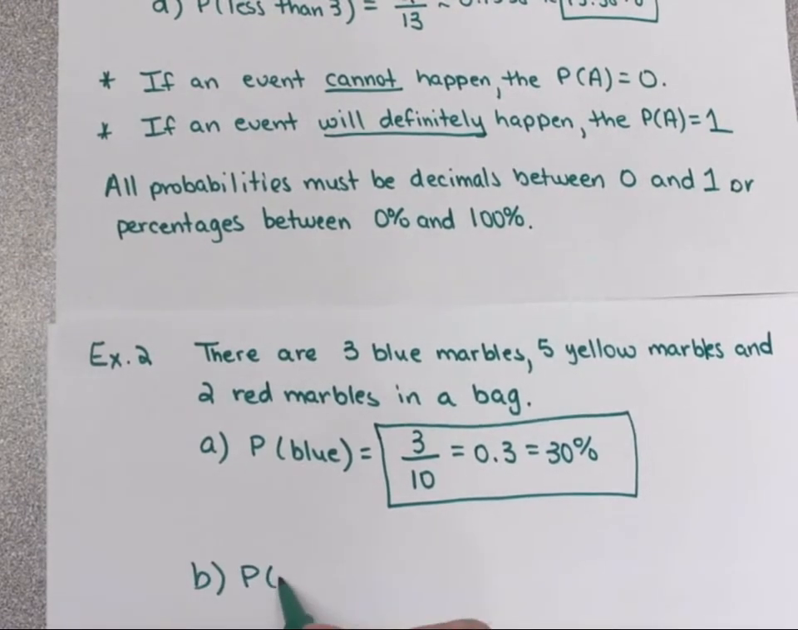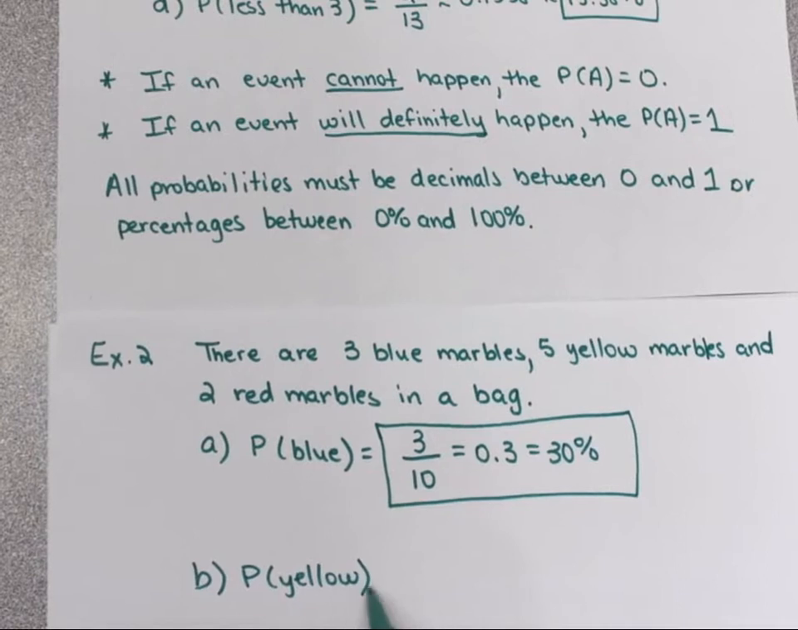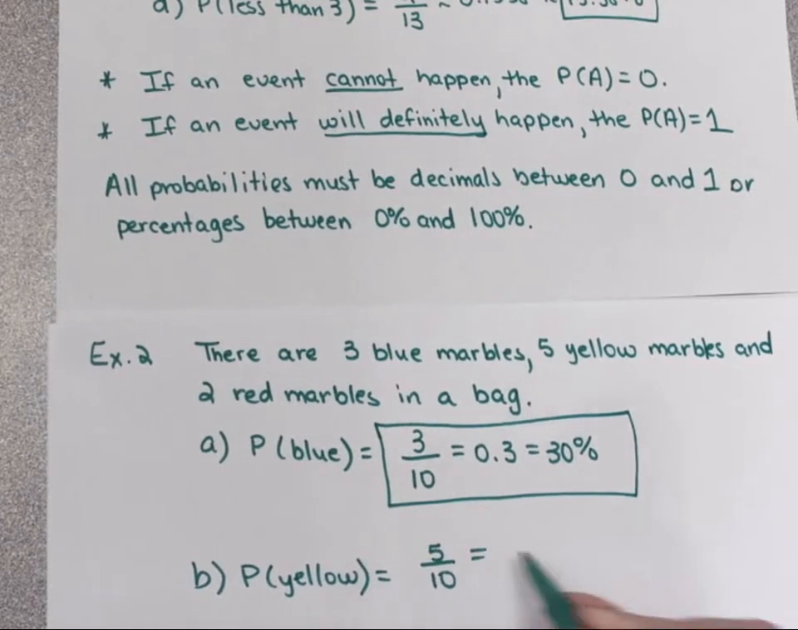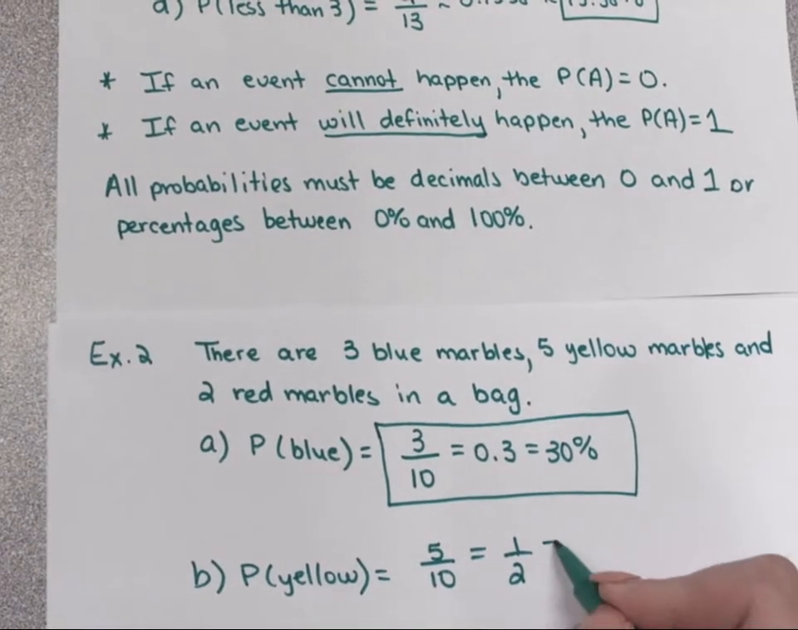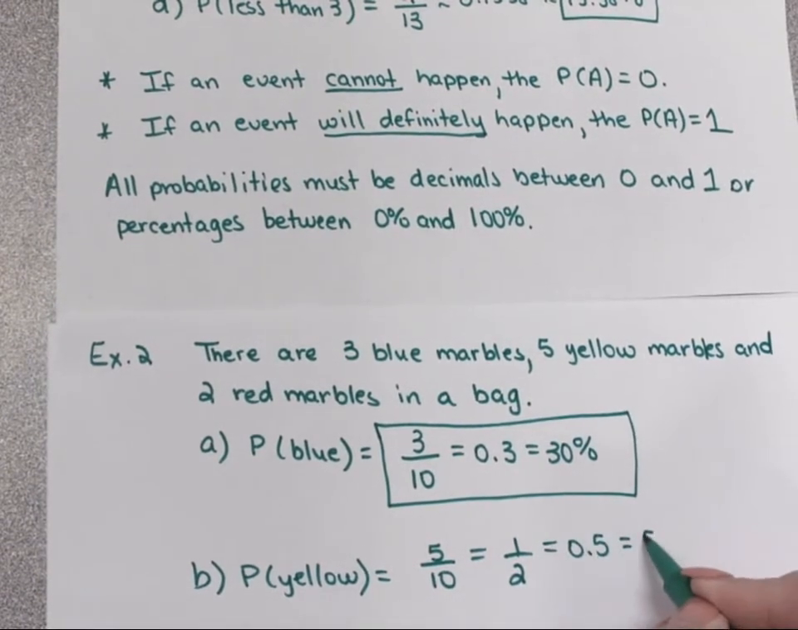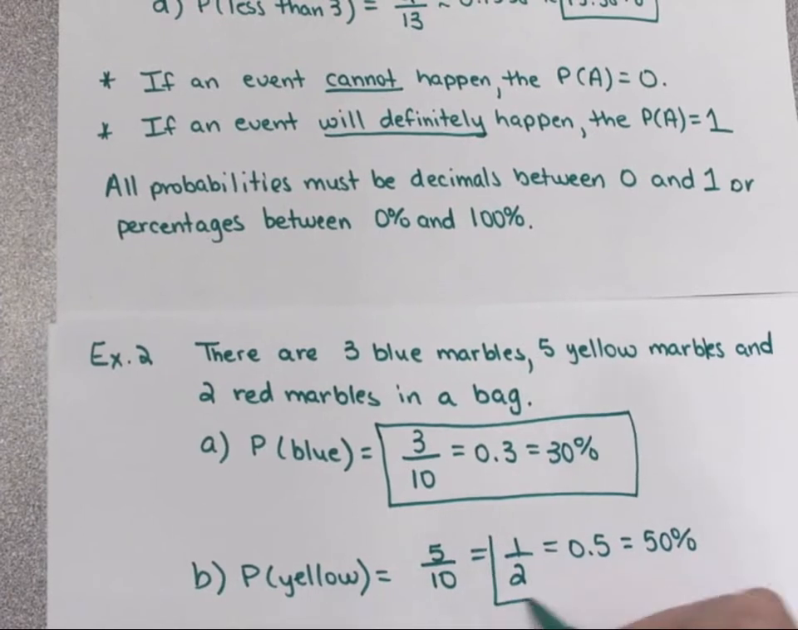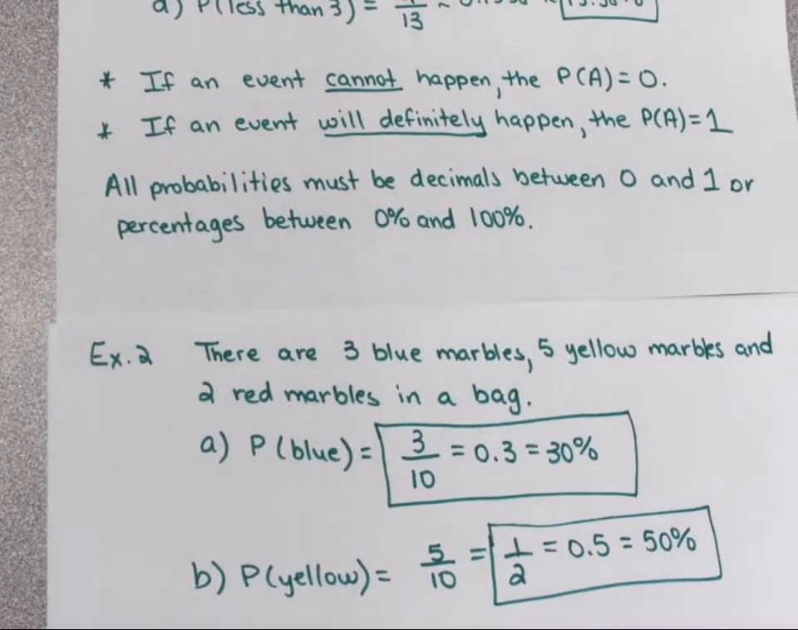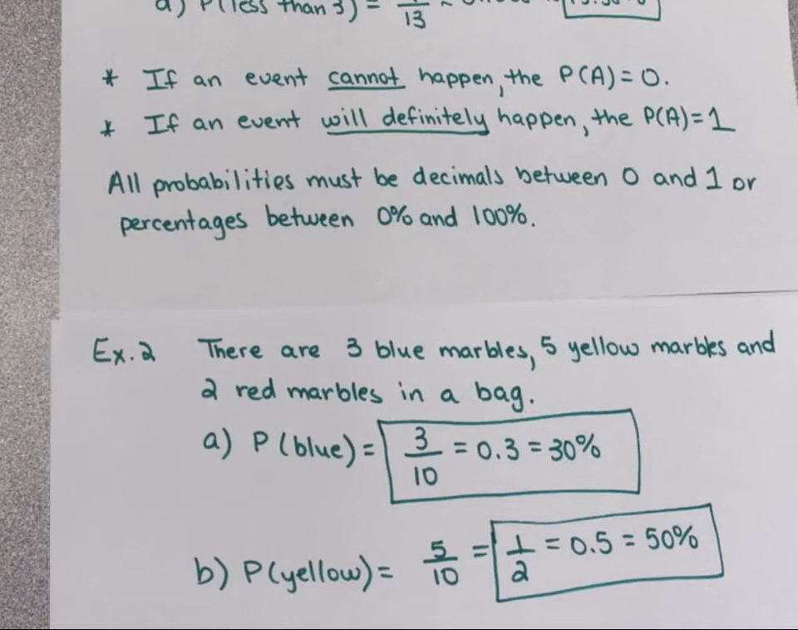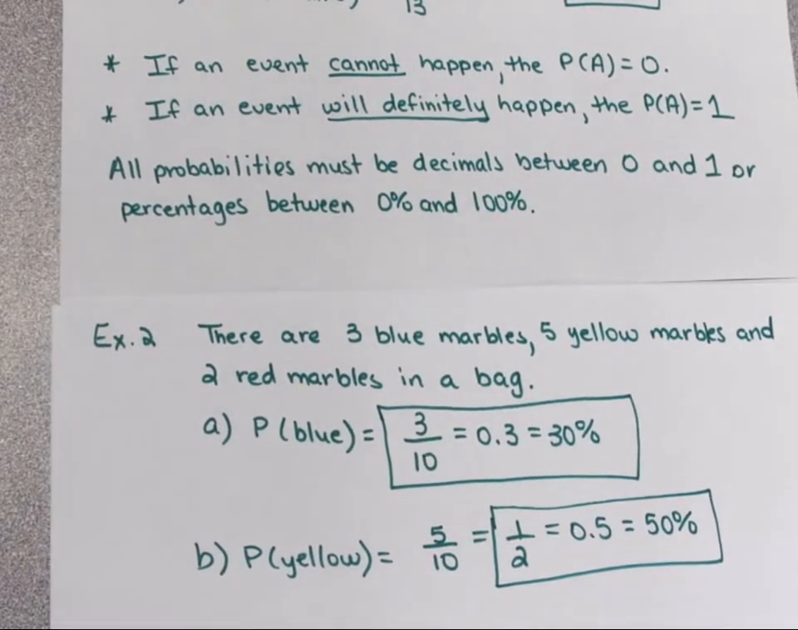What about the probability of yellow? What would that be? 5 out of 10, right? When you can reduce the fraction, I want you to. Notice that reduces to 1/2. And of course, no surprise, it's the decimal 0.5 and the percentage 50%. Okay, so we're going to look at maybe some other questions.